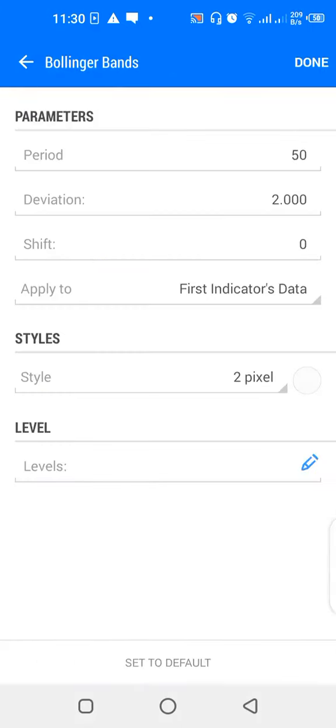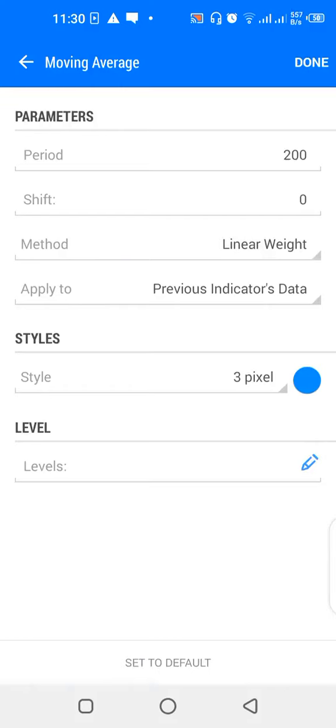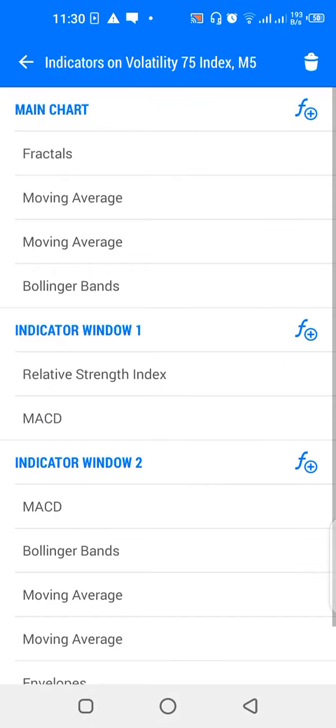For the Bollinger Bands, you have period to be 50, deviation is 2.0, shift is 0, apply to first indicator's data. Of course, there's no color and no levels for the Bollinger Bands. Okay, for the moving average, you have 200 period, shift is 0, method is linear weight, apply to previous indicator's data, and then the color is blue.